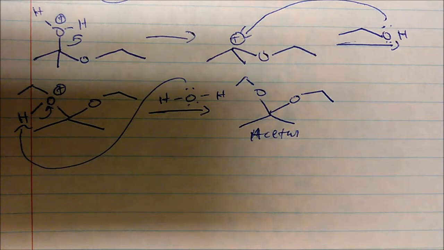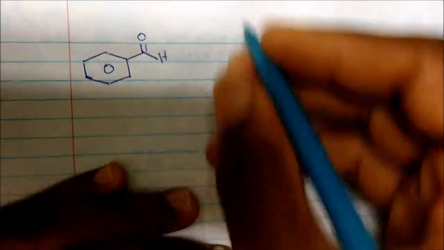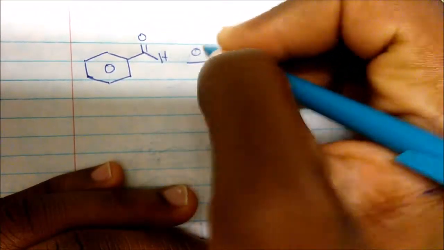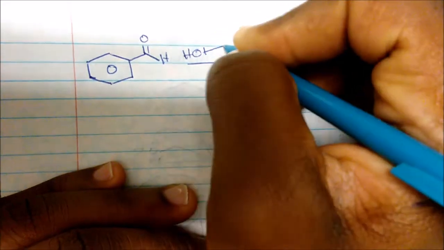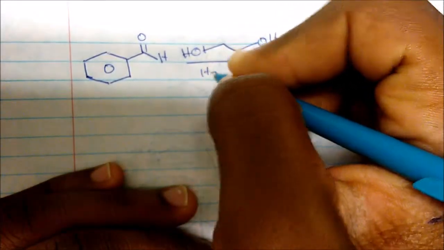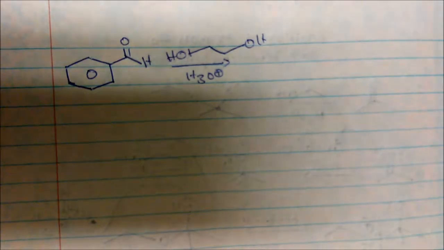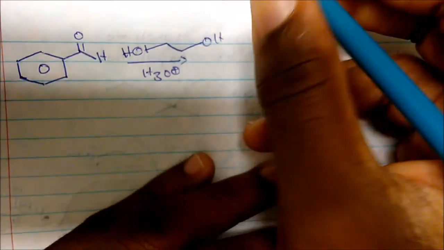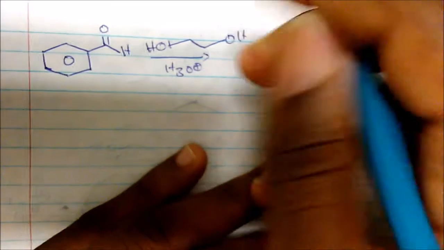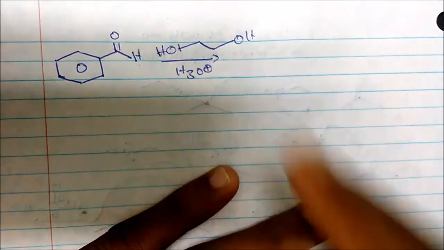Now the same is true for an aldehyde. If I take the simplest aromatic aldehyde, in this case benzaldehyde, and let's say I react this with ethylene glycol in acidic conditions, I have to have my acid. Well, remember we said that the first thing we get is protonation of our carbonyl. So let's redraw the structure and go through the mechanism.